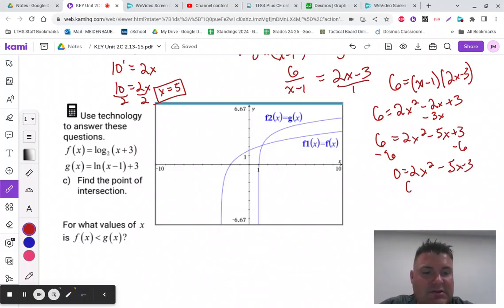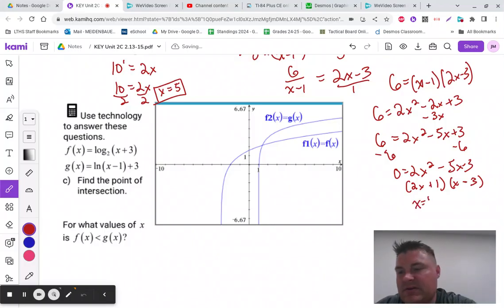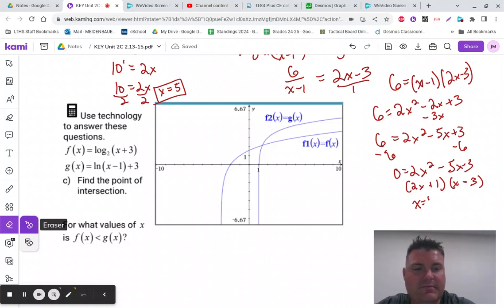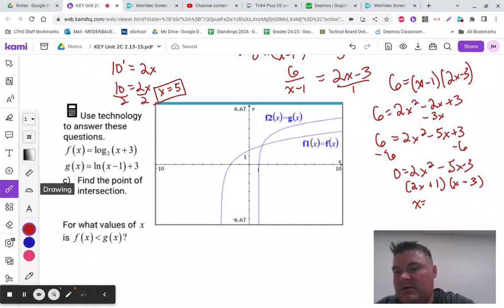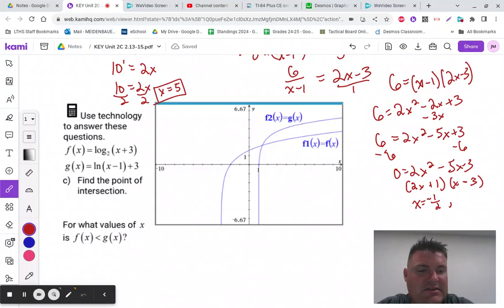That factors 2x and x. So 3 is 3 and 1. So let's do this. This gives me a 6 on the outside, 1 in the middle. So let's go minus 6 plus 1, which means that I'm going to get x to equal negative 1/2. Ooh, let's write that down. Negative 1/2. And x is equal to 3.